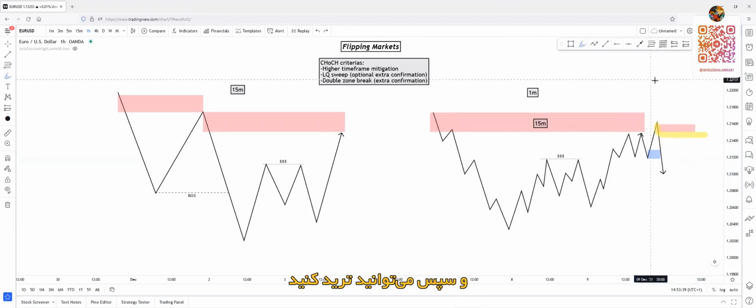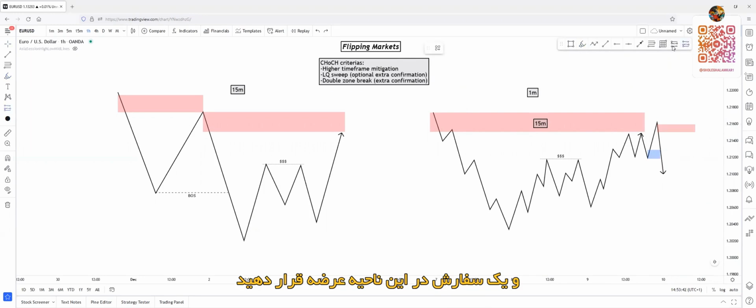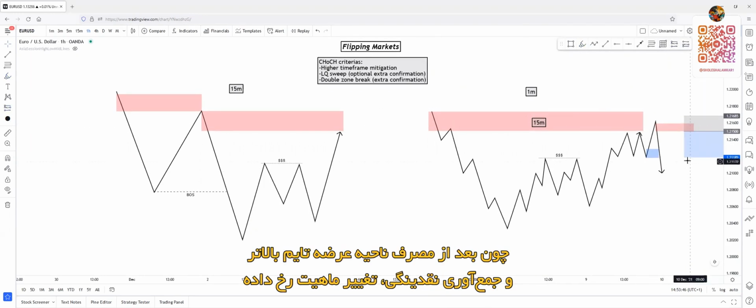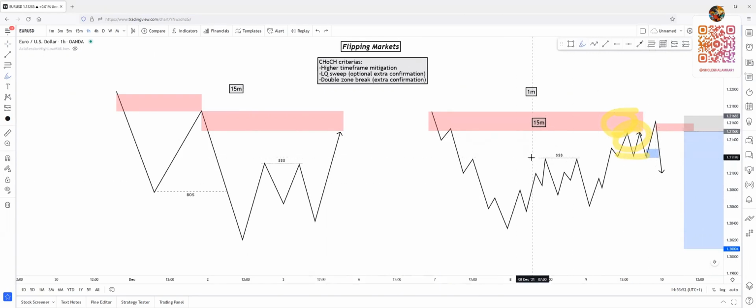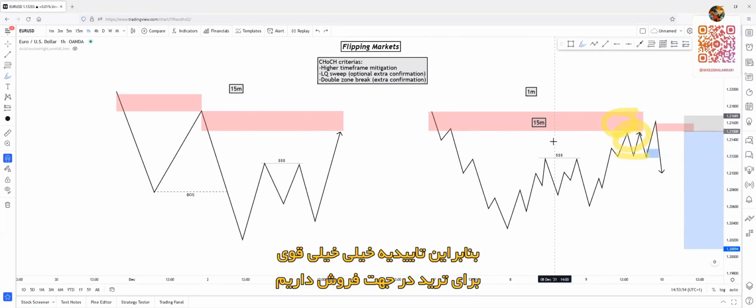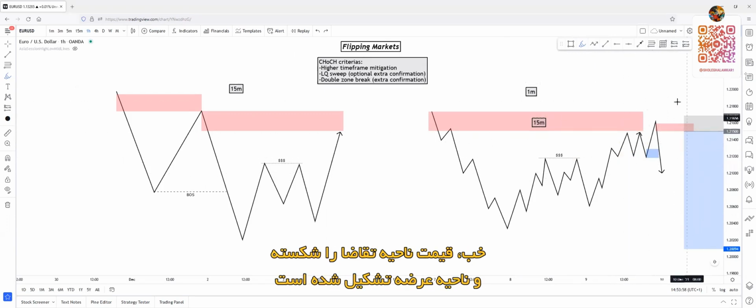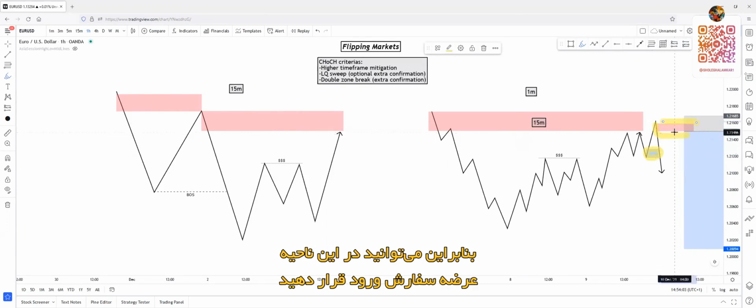And after this, you can hop in a trade, you can set an order on this supply zone because a change of character happened after a higher time frame mitigation and the liquidity sweep, double liquidity sweep, or also triple liquidity sweep. So this is a really, really strong confirmation for the short entries. So yeah, price broke through this demand zone, created a supply zone. You can easily set an order on this supply zone.